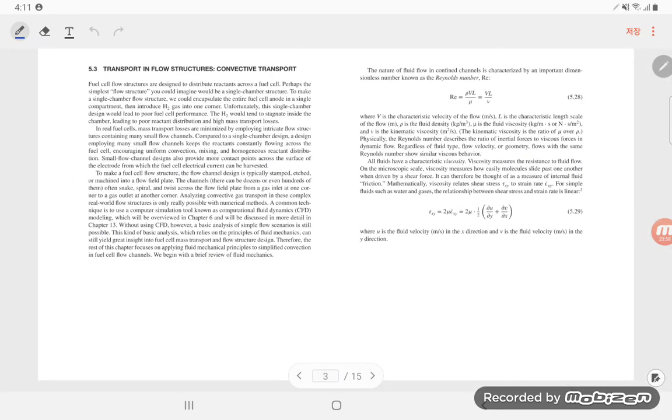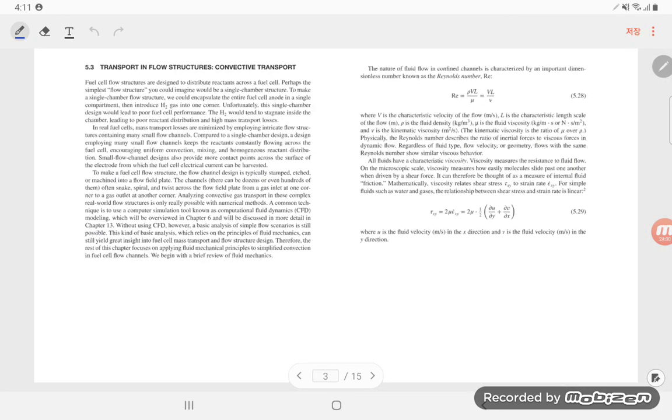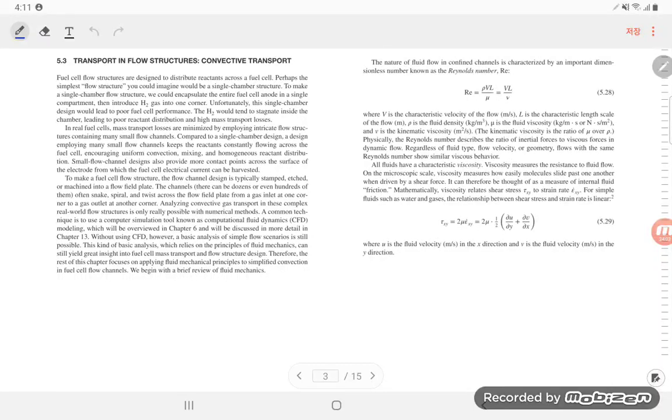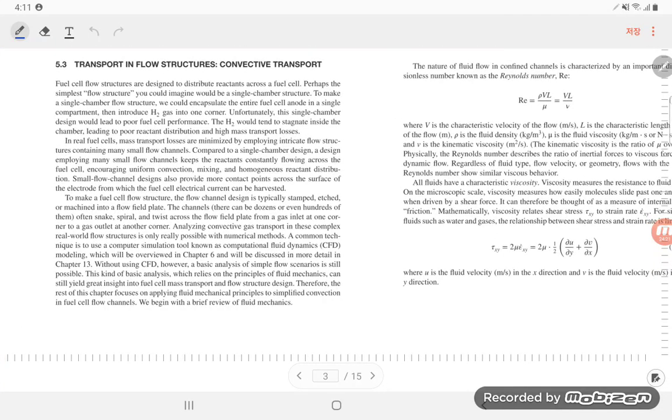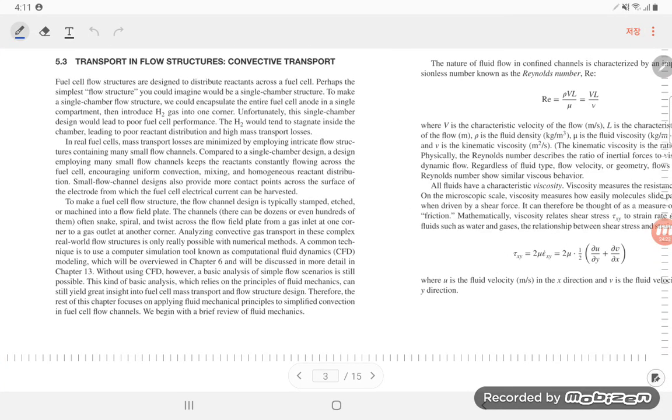Okay, then let's move on to the transport in flow structures, convective transport. Let's read it together. The fuel cell flow structures are designed to distribute reactant across a fuel cell. Perhaps the simplest flow structure you could imagine would be a single chamber structure.